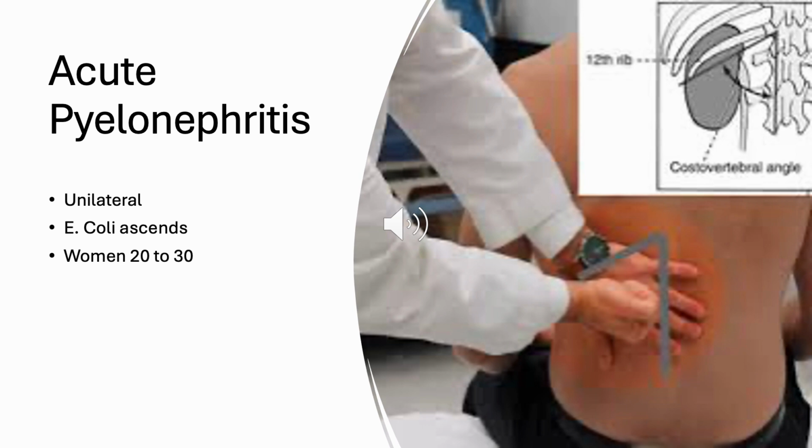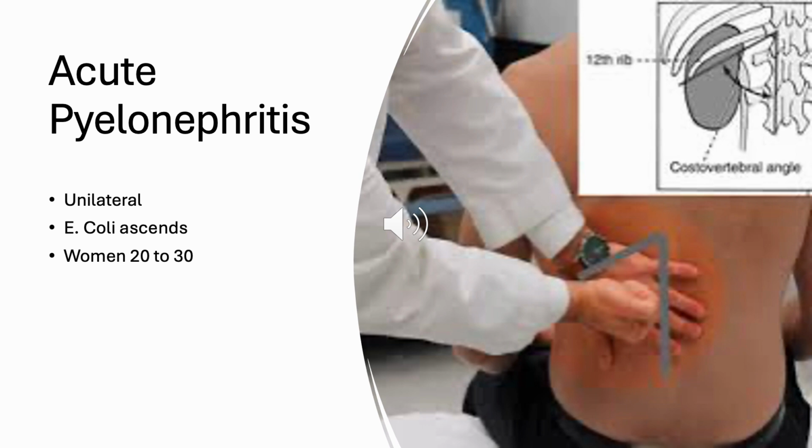Now, what you do need to know is that CVA tenderness, which stands for costovertebral angle tenderness, that you would assess by percussing the flank area, distinguishes an upper UTI from a lower UTI. So in other words, somebody with acute pyelonephritis is going to have the same symptoms as a lower UTI, but also have costovertebral angle tenderness, which makes sense if you know where the kidneys are positioned in the body.